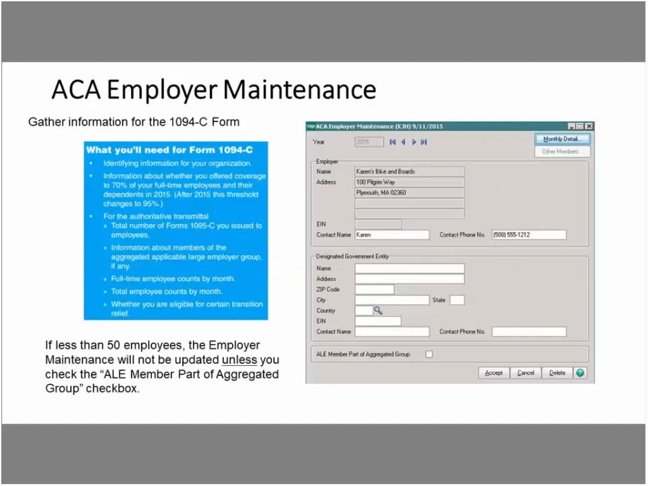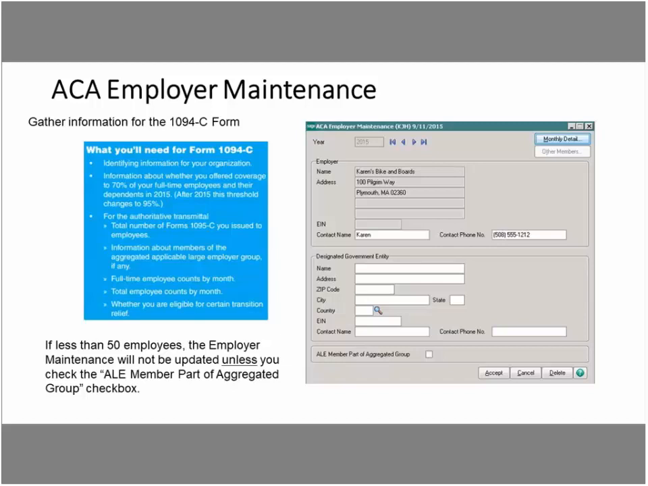The employer maintenance. So from an employer maintenance standpoint, the 1094-C form is going to be populated. If you are less than 50 employees, but you are going to be part of an aggregated group, then you need to make sure that you check this checkbox down here on the bottom of the screen, ALE member, part of aggregated group.